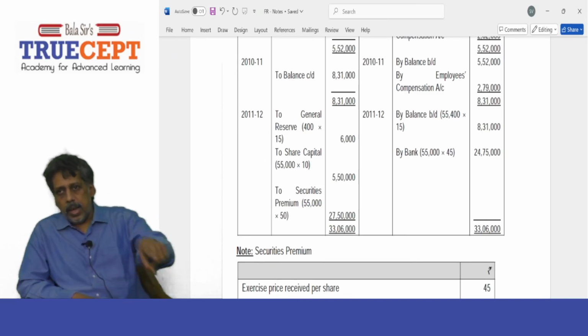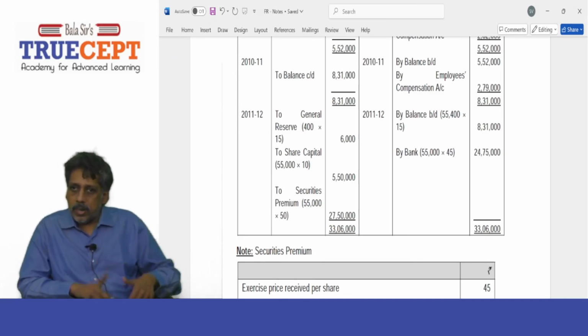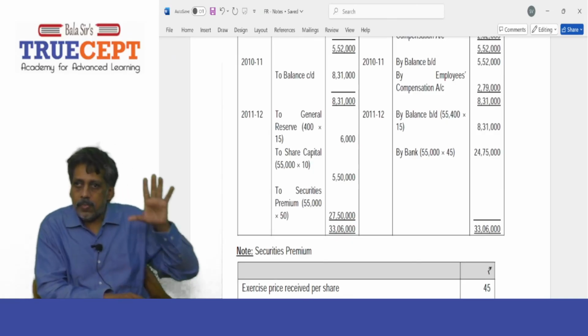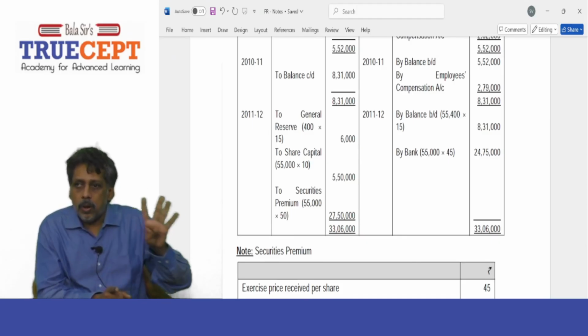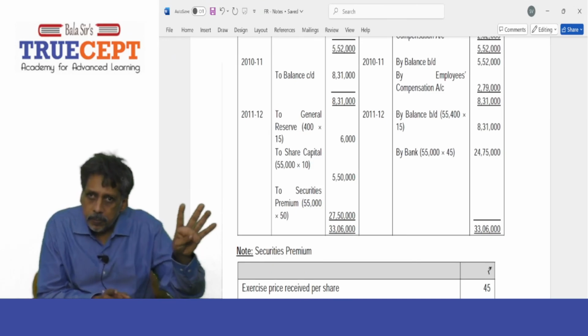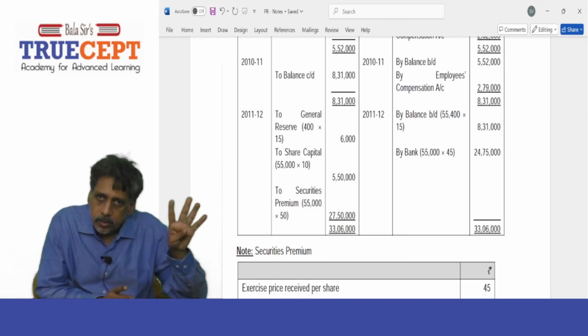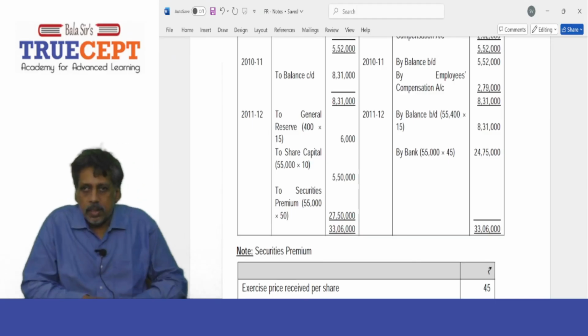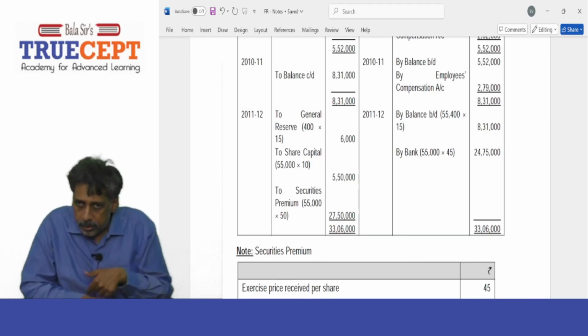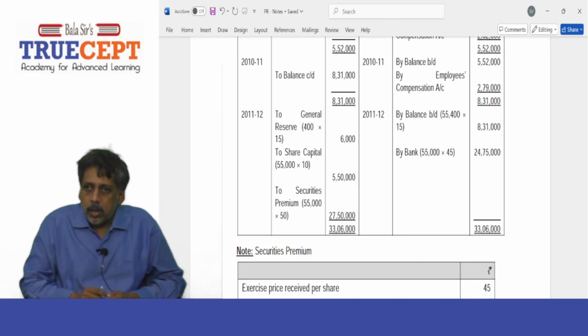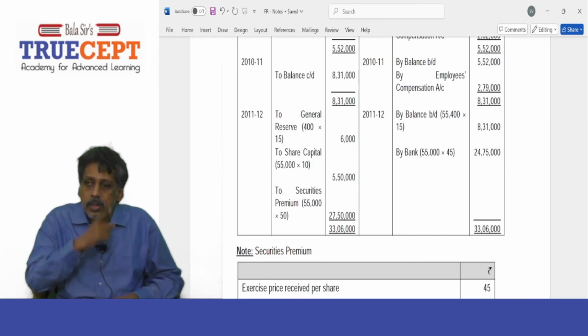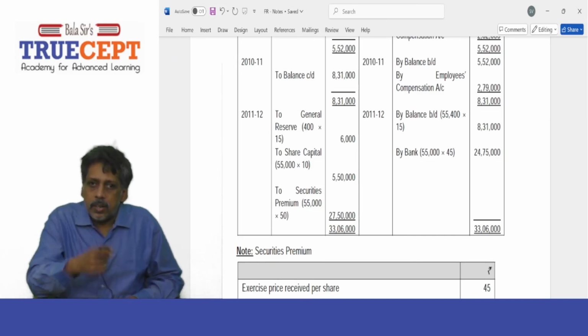Whereas in the study material, they transfer this amount to retained earnings. Remember, of the 550 employees, only 550 exercise their option. 4 employees did not. Right? Yes, sir. Now, what is 4 employees into 100 options? 400 options forfeited into 15 rupees you already collected from them. How much do you get? 6,000 rupees. That will be transferred to general reserve.